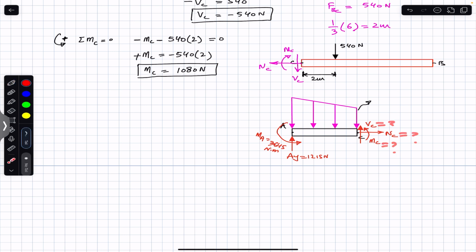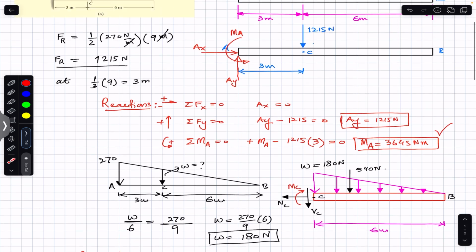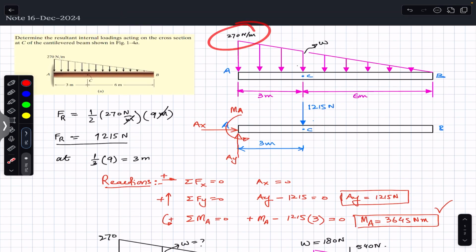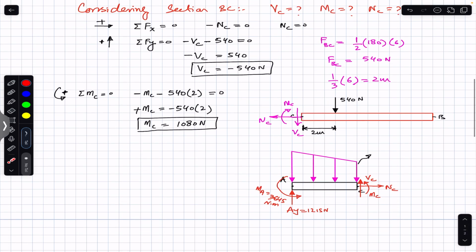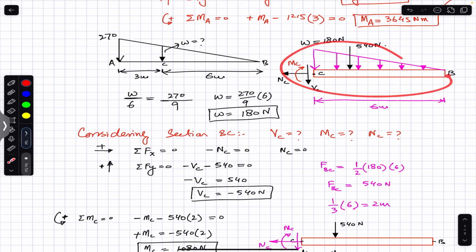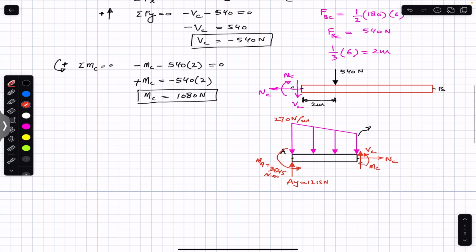Now before going to apply the equilibrium condition, we must convert this distributed load into the concentrated load. The intensity of this end of the distributed load was given in the problem, which was 270. So this was 270 Newton per meter, and while we considered this cut section, we determined the intensity of the distributed load at point C, which is 180 Newton per meter as well.